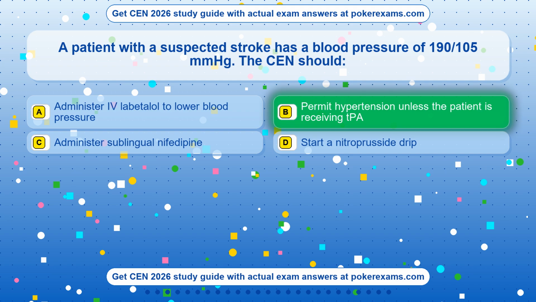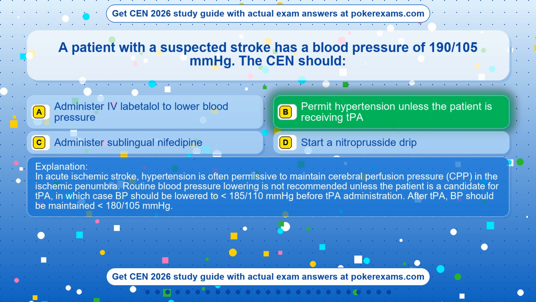Permit hypertension unless the patient is receiving TPA. In acute ischemic stroke, hypertension is often permissive to maintain cerebral perfusion pressure, CPP, in the ischemic penumbra. Routine blood pressure lowering is not recommended unless the patient is a candidate for TPA, in which case BP should be lowered to 185/110 mmHg before TPA administration. After TPA, BP should be maintained below 180/105 mmHg.